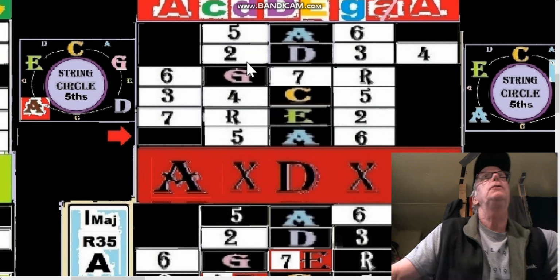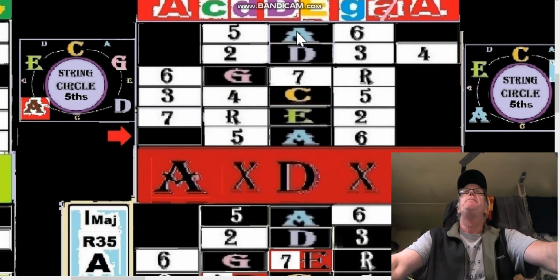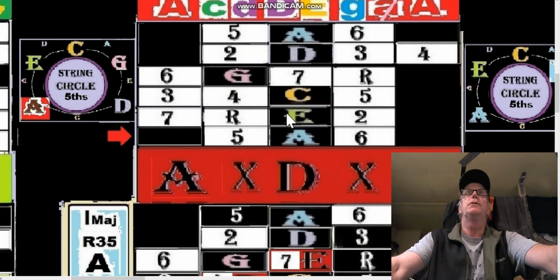So another way to look at it is the string shape: the fourth of A is D, the fourth of D is G, the fourth of G is C, the diminished fourth of C is E, the fourth of E is A. So we're going counterclockwise.